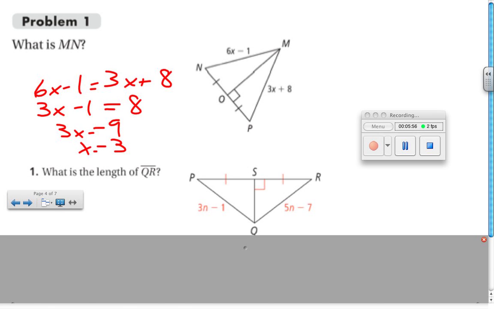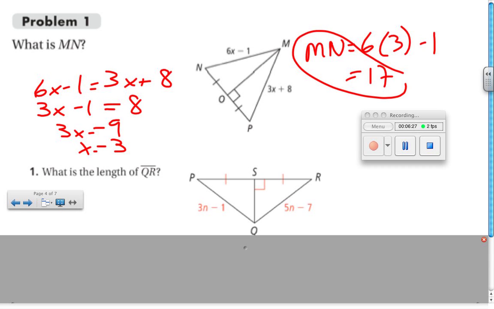Solve for x. Move on? No. Did I go back and look at the question yet? No. Let's go back and look at the question. What is the question? Is it just what's the value of x? No. It's find the length of MN. How do I do that? We plug it back in, yes. So 6 times 3 is 18. 18 minus 1 is 17. Now we have answered the question.